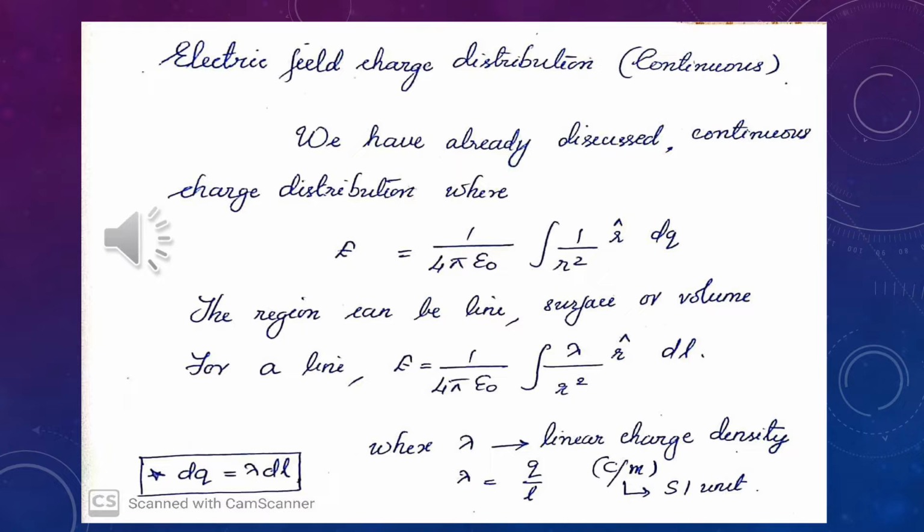We are taking a line. The charge on it is Q and the length of the line is L. The charge per unit length, Q by L, we took as lambda, the linear charge density. So lambda is equal to Q by L. What is the SI unit of Q? Coulomb. The SI unit of length is meter. So the SI unit of linear charge density is coulomb per meter. So the equation of electric field for a line is 1 by 4 pi epsilon 0 integral over lambda by r square r cap into dl, where lambda dl is equal to dq.